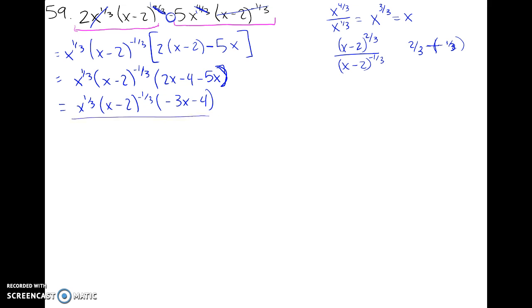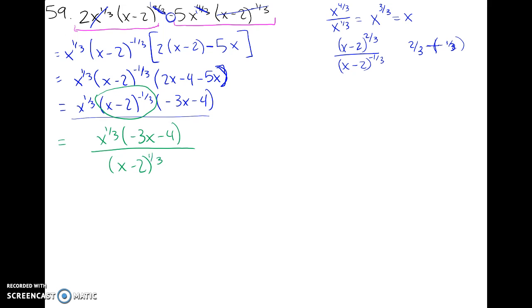This is an answer. But if it asks you to simplify on a test, negative exponents are not typically the simplest form of your answer. So I'm going to go ahead and get rid of that negative exponent. Right here, where I have a negative exponent, that needs to go to the bottom. So I have a new fraction, x to the 1/3 times negative 3x minus 4, and then that's over (x minus 2) to the positive 1/3, because we moved it to the bottom. Let me fix that. To the positive 1/3.